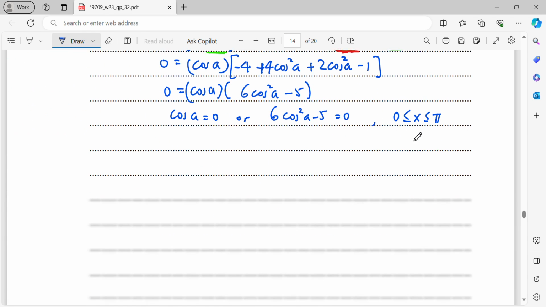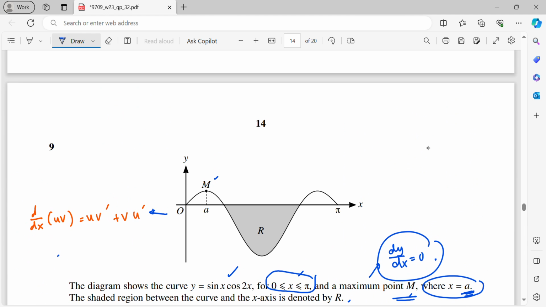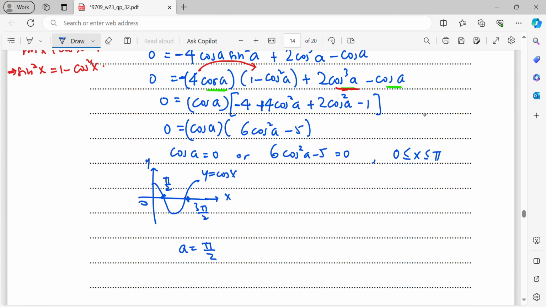So for the cos graph, when cos graph is 0, that means it's at pi over 2 and also 3 over 2 pi. This is for the cos graph. That means now when cos a equals to 0, I will get a equals to half pi, because based on the graph here, your pi is over here, your a is close to the 0. Therefore, the a will be half pi.